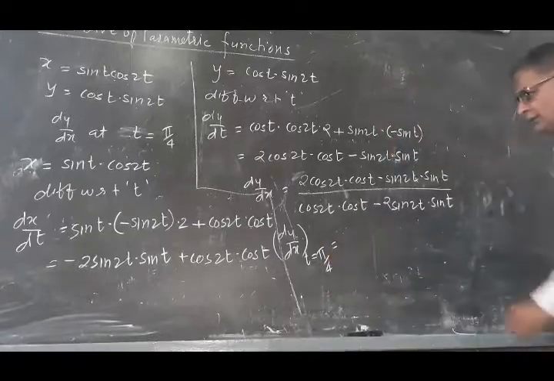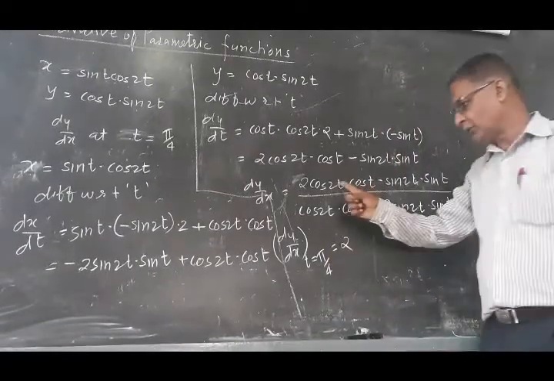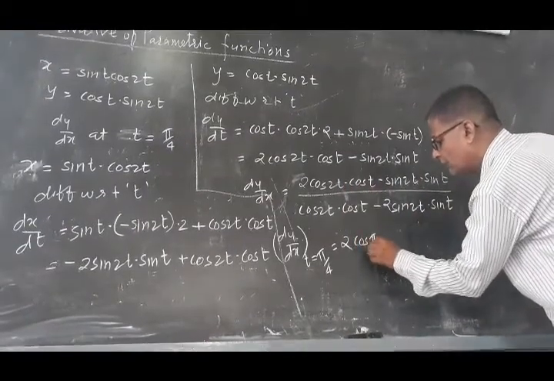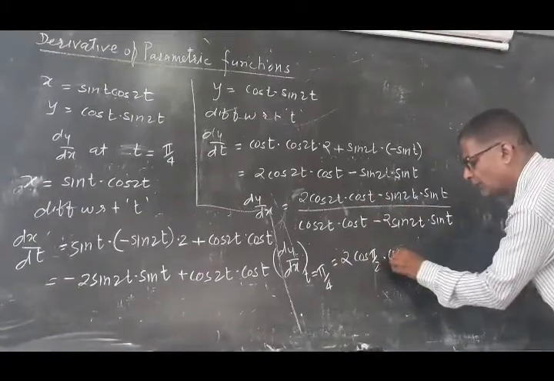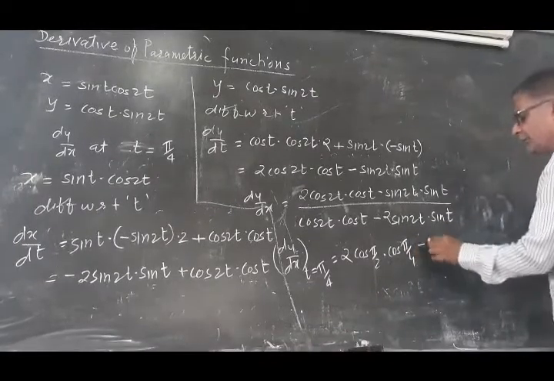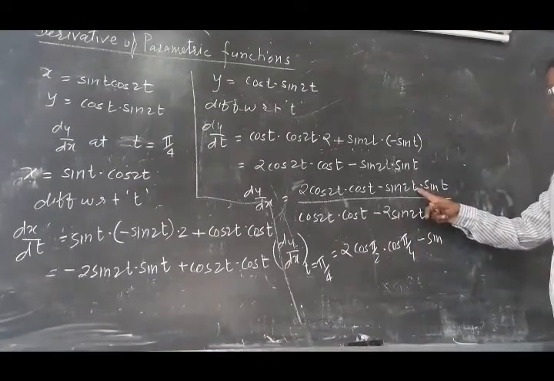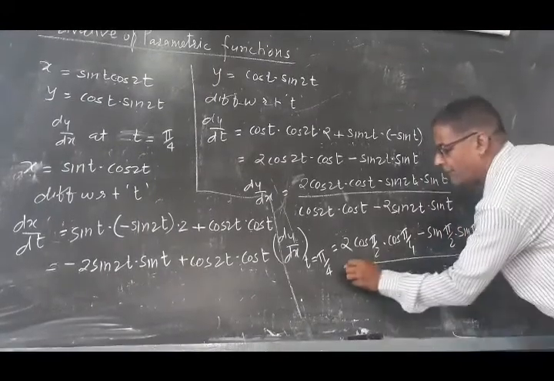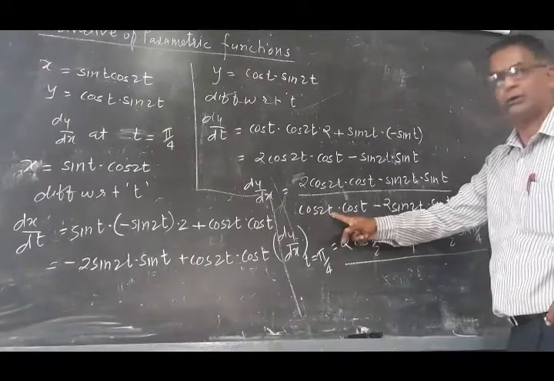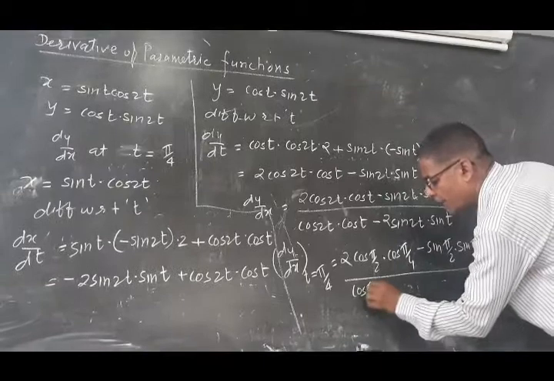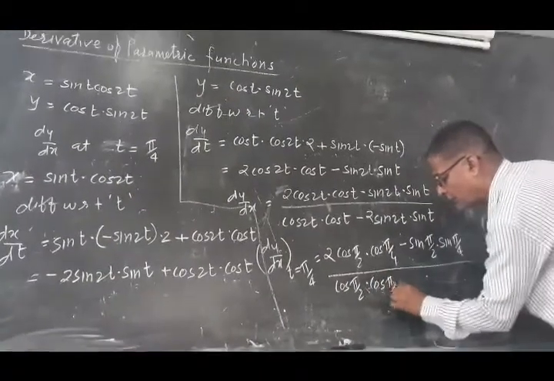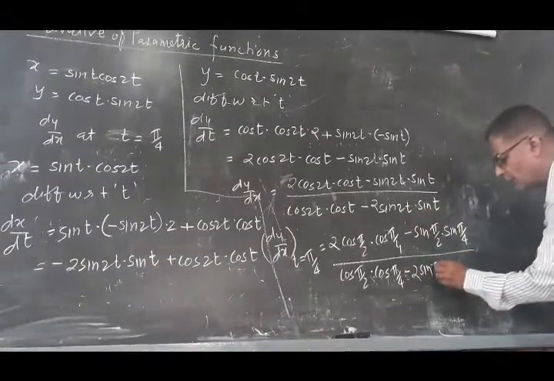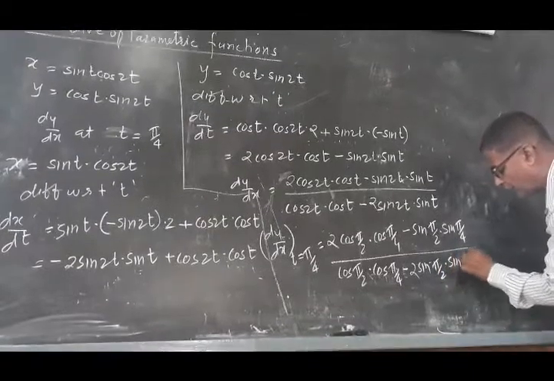Now substitute the value here. 2 into pi by 4 means pi by 2, so cos pi by 2 into cos pi by 4 minus sin 2 into pi by 4, which is pi by 2, into sin pi by 4, divided by, again here, cos 2 into pi by 4, which is pi by 2, cos pi by 2 into cos pi by 4 minus 2 sin 2 into pi by 4, that is pi by 2, into sin pi by 4.